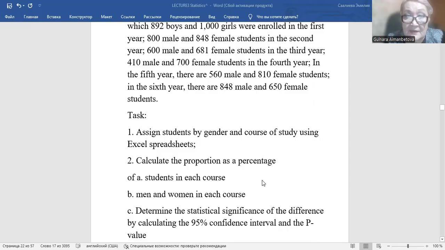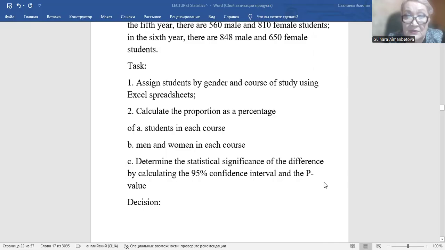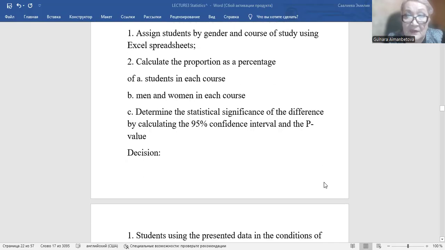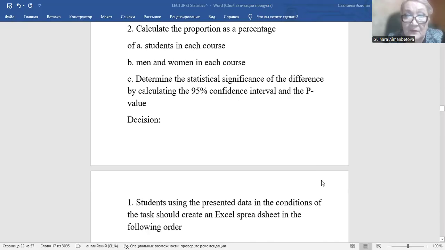Task: assign students for the gender and course of study using Excel spreadsheets. Calculate the proportion as percentage of students in each course, men and women in each course. Determine the statistical significance of the difference by calculating the 95% confidence interval and p-value.